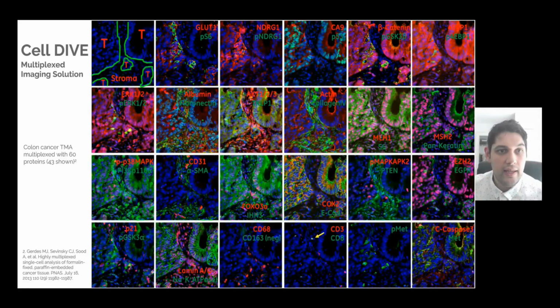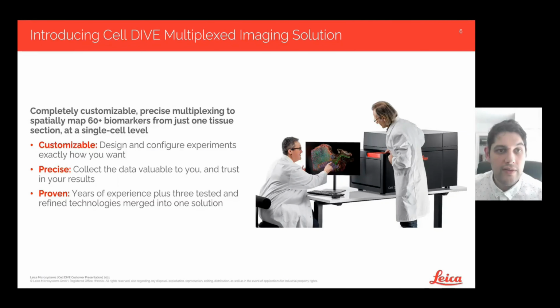And you can see here a colon cancer TMA that's been exposed to a variety of different biomarker stains. And these are all conjugated antibodies. I'll talk about that a little bit more going forward. And this is going to show you just the range and depth of information that CellDive can deliver to a researcher. So CellDive is a completely customizable, precise multiplexing tool.